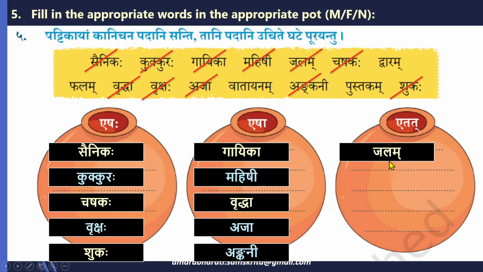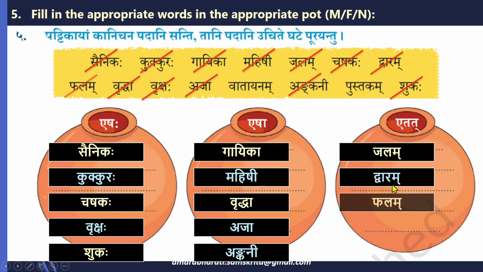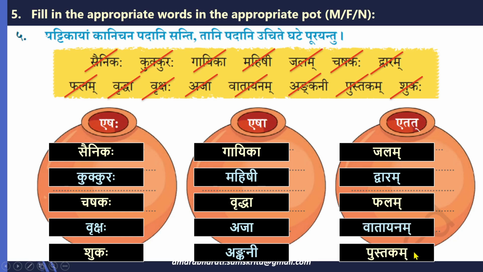Next, remaining are very easy. Jalam is water. Dwaram is a door. Phalam is a fruit. Vatayanam is a window. And Pustakam. So we have struck off all the words and all the blanks we have filled.